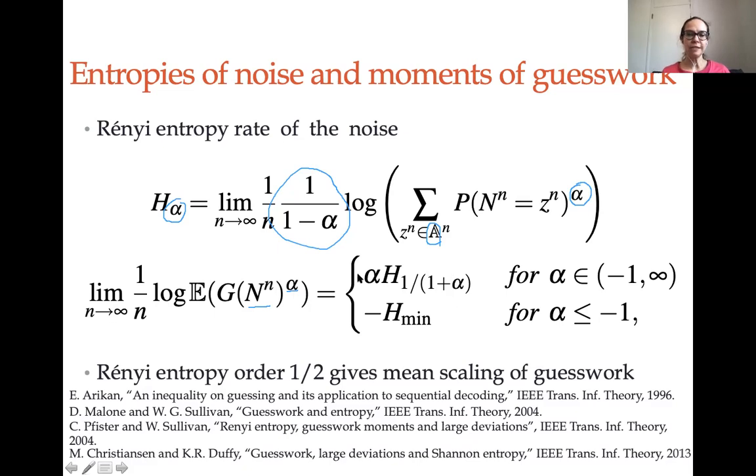And it's alpha times the entropy of 1 minus 1 plus alpha. I'm not going to go much into what H min is. Those of you who have been studying some issues around security may have seen that H min. The reason I'm not going to be that interested in it is because we're really only going to be looking for alphas in this region.